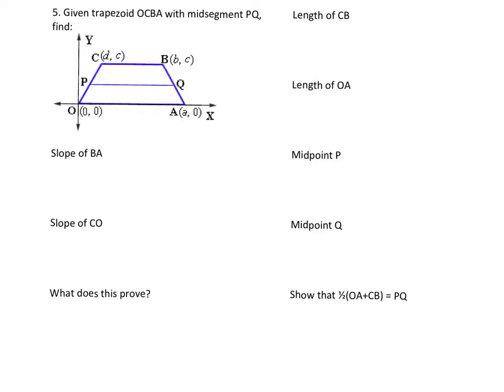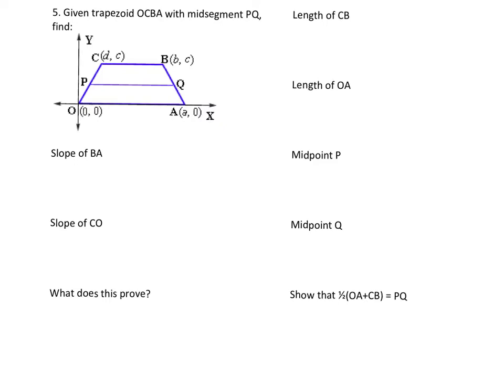So this last example that we're doing brings it all together, like what we did in the previous example with lots of variables. It also uses the slope, the length, and the midpoint formula, so it puts it in a little more general way. Here we have this trapezoid, OCBA, with midsegment PQ.